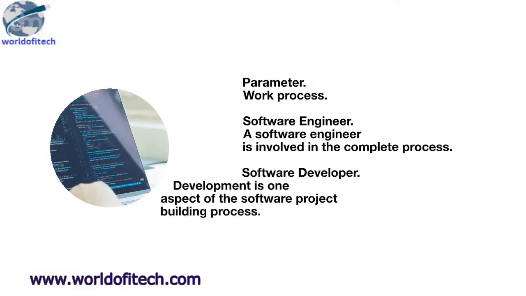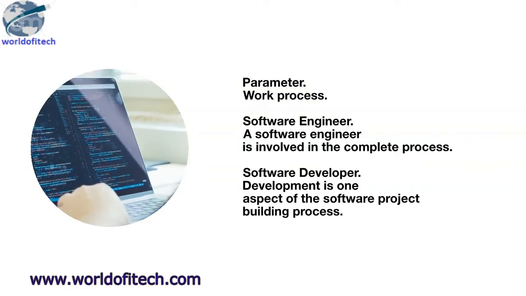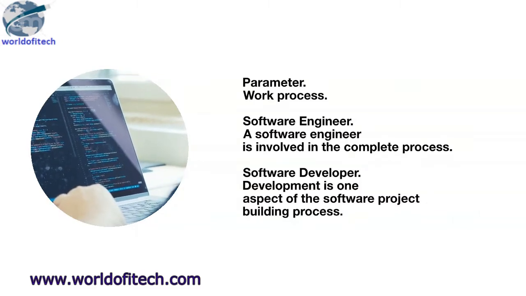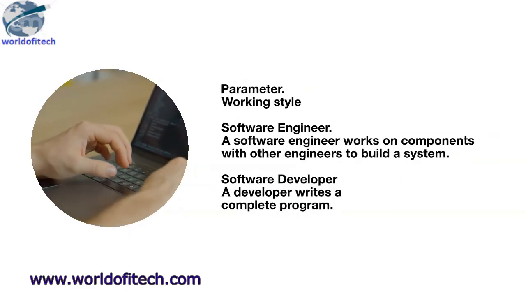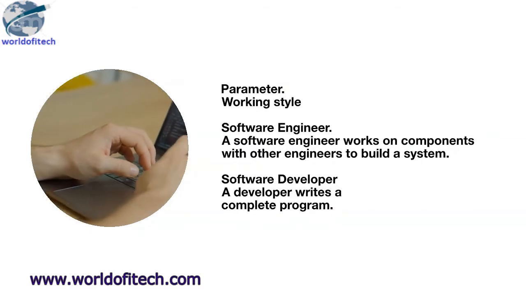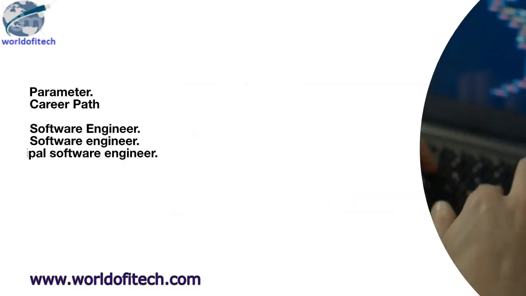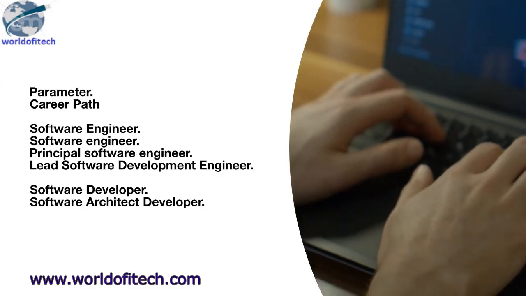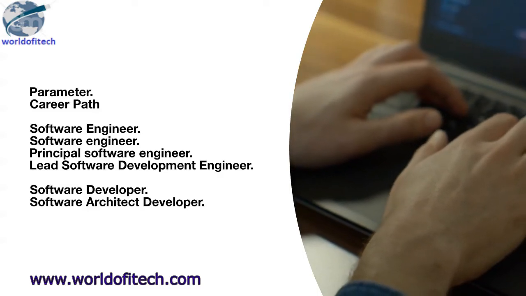Parameter: work process. Software engineer: a software engineer is involved in the complete process. Software developer: development is one aspect of the software project building process. Parameter: working style. Software engineer: a software engineer works on components with other engineers to build a system. Software developer: a developer writes a complete program. Parameter: career path. Software engineer: software engineer, principal software engineer, lead software development engineer. Software developer: software architect, developer.